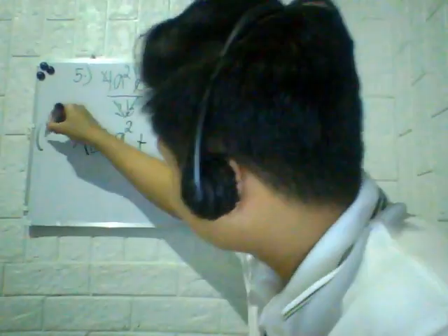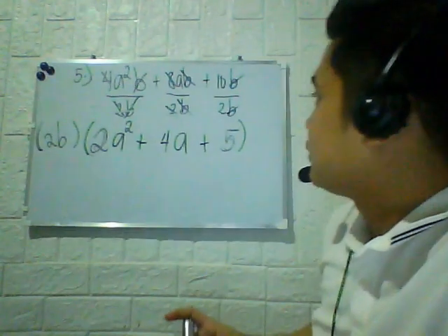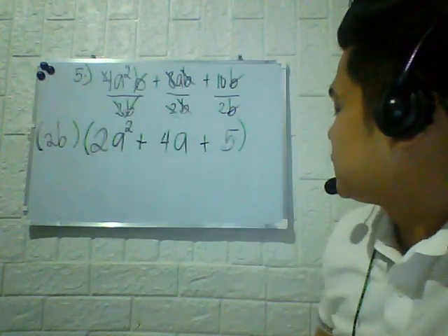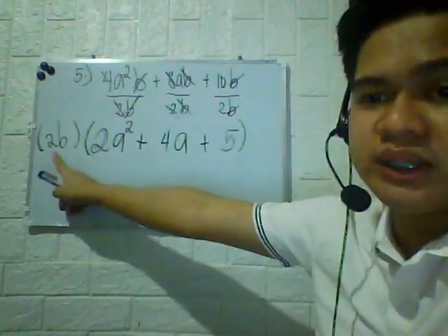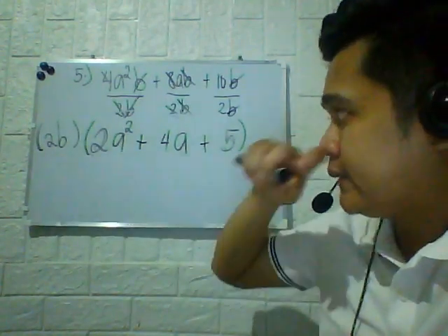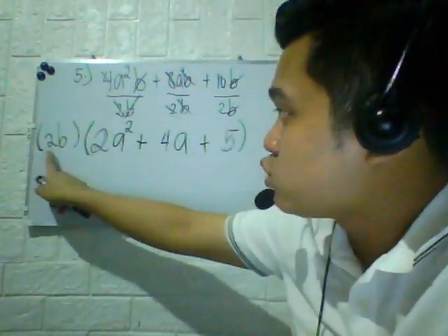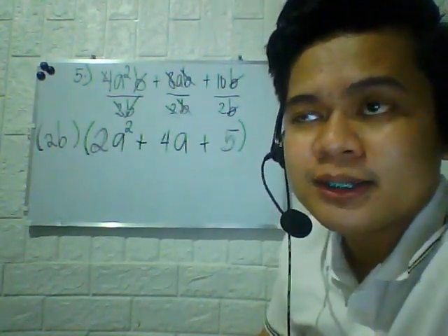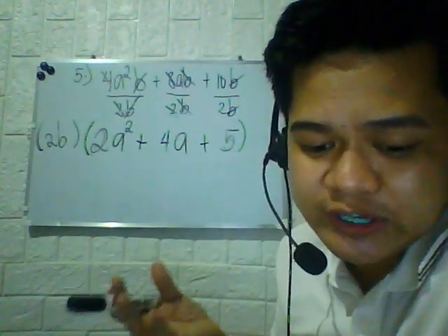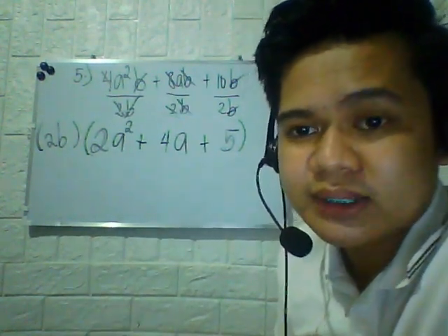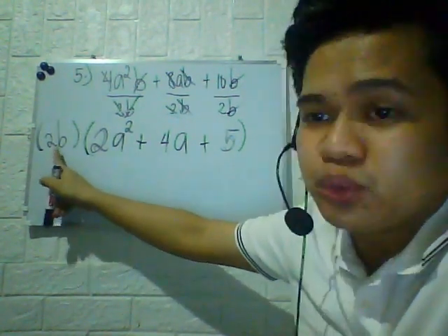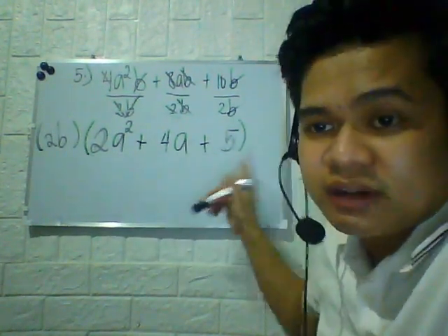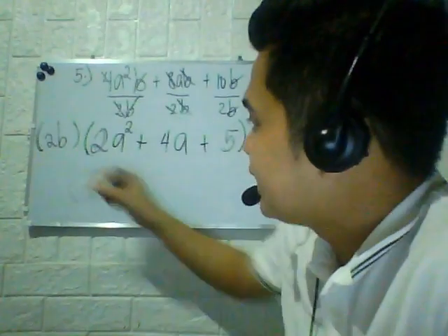This is 2b. This is now the simplified form of 4a squared b plus 8ab plus 10b. It's the quantity 2b. Pag may parenthesis ang basa dyan, pwede mong open parenthesis 2b, close parenthesis, or use the word quantity, because we are considering whatever is inside a pair of parentheses as one quantity. Therefore, we can say this is quantity 2b, this is quantity 2a squared plus 4a plus 5. There, final answer, number 5.